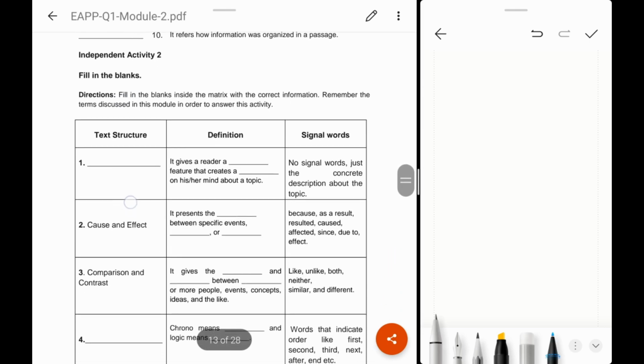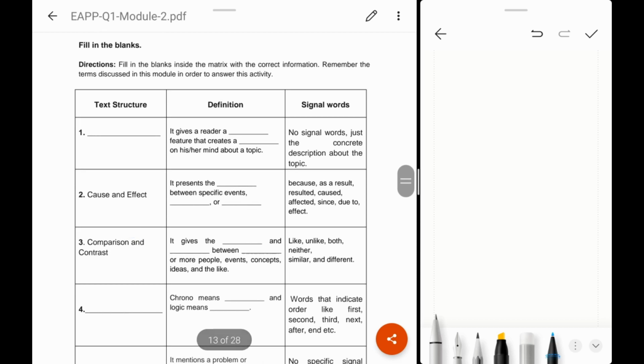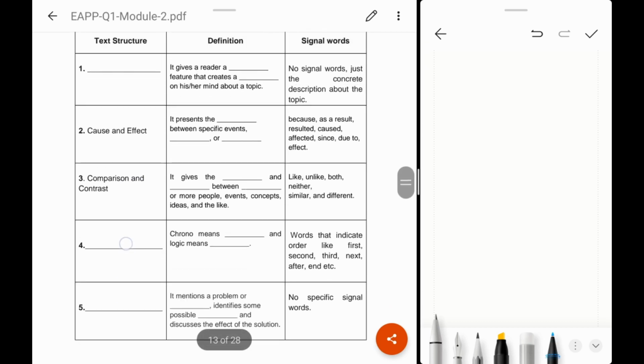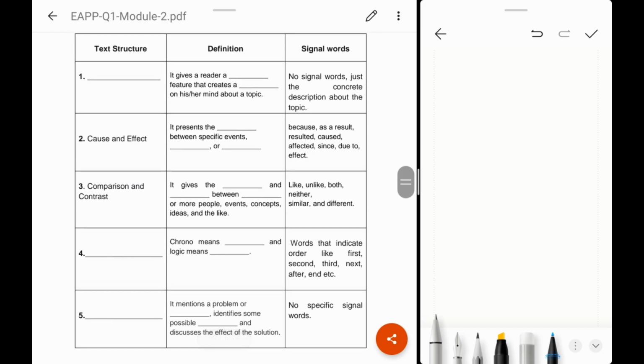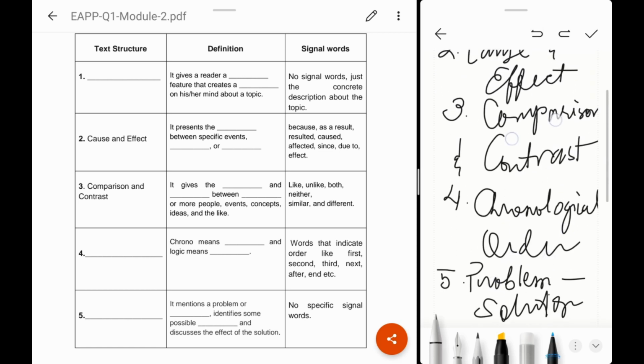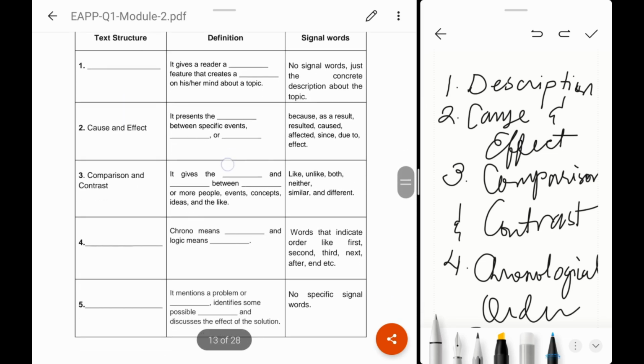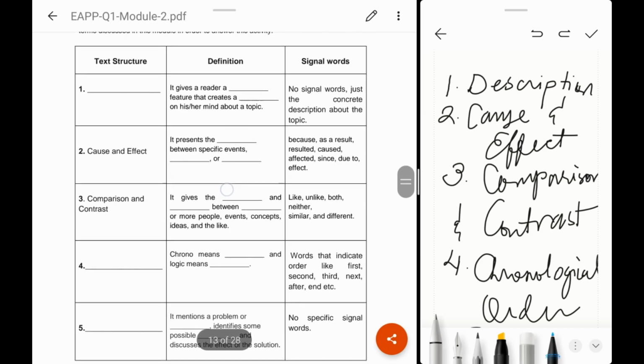Okay, for independent activity 2, fill in the blanks. So the directions are: fill in the blanks inside the matrix with correct information. Remember the terms discussed in this module in order to answer this activity. So we have discussed 5 text structures, right? So all you have to do is to fill out this matrix. So this matrix or table contains information about the text structures we discussed, these 5 text structures. So all you have to do is to put them here, the text structure, and then complete this, the definition, and then you're done.